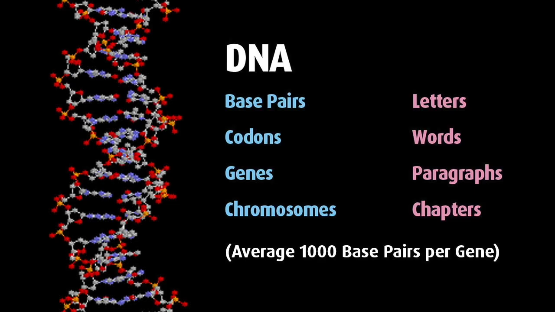Now let's look at some DNA and some of the claims. We have reviewed in a previous video that DNA is made up of base pairs, which would correspond to letters. It has codons, which would correspond in our language to words. It has genes, which would correspond in our language to paragraphs. And it has chromosomes, which would correspond in our language to chapters. There have been claims made about the DNA of humans that are frankly not true, but let's examine them.